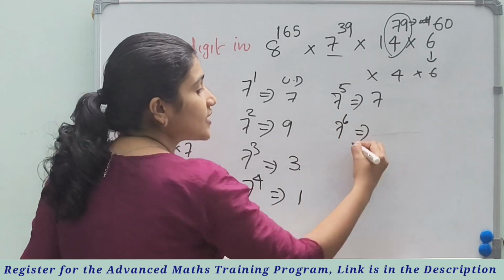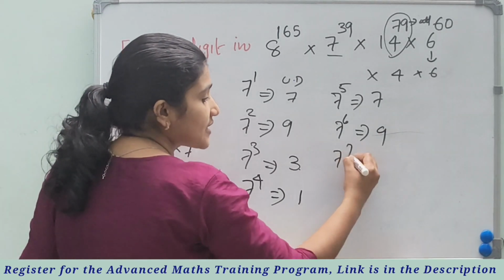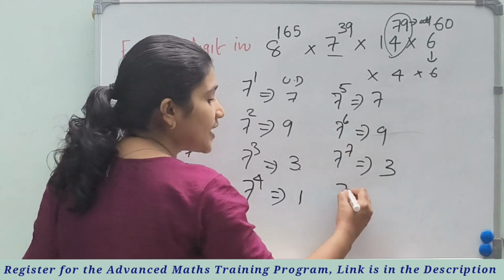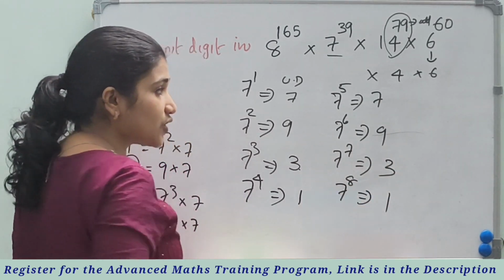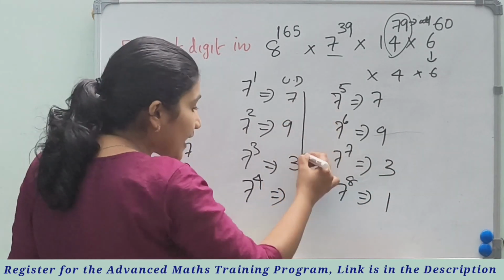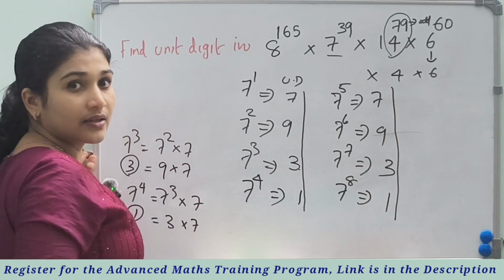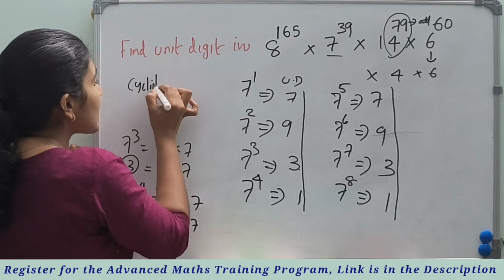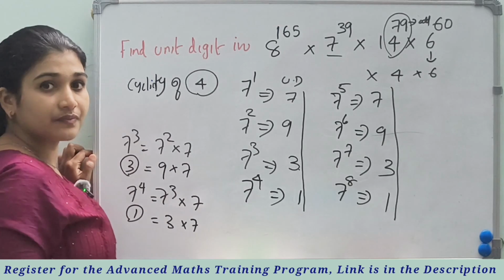Then 7 raised to 6: 7 into 7 is 49, 9 is the unit digit. 7 raised to 7 means 9 into 7, 63, 3 is the unit digit. 7 raised to 8 means 3 into 7, 21, 1 is the unit digit. You can see 7, 9, 3, 1 repeated, which means 7 has a cyclicity of 4.